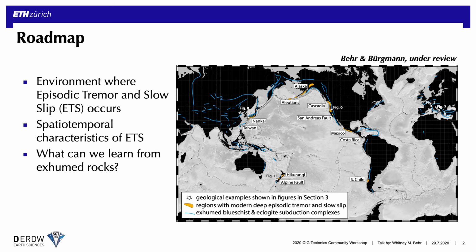This map highlights both the modern distribution of deep ETS events, which are concentrated in subduction zones mainly around the Pacific, but that also occur at deep levels of strike-slip faults, such as the San Andreas Fault. And the map also shows exhumed blueschist and eclogite facies subduction complexes, or metamorphic belts, some of which have been recently studied from the point of view of transient deformation processes, and that I'll be drawing some examples from.